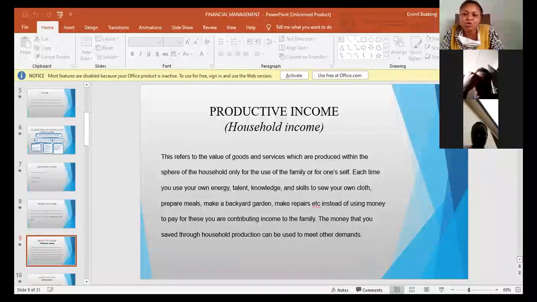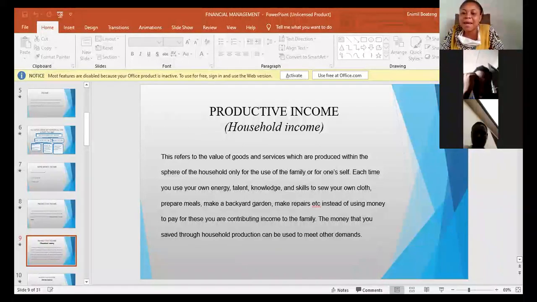So each time you use your own energy, your talent, your knowledge to produce something, you are using household income. For instance, when you prepare your own meals, you have used household income. Instead of paying money for somebody to prepare it for you, you prepared it yourself. So that is an example of household income.